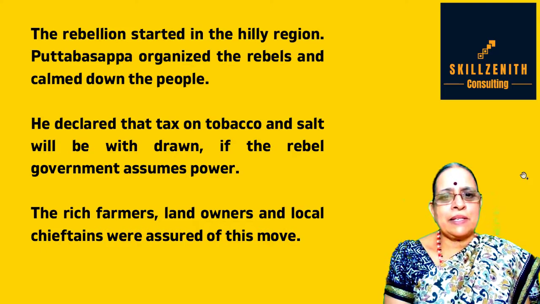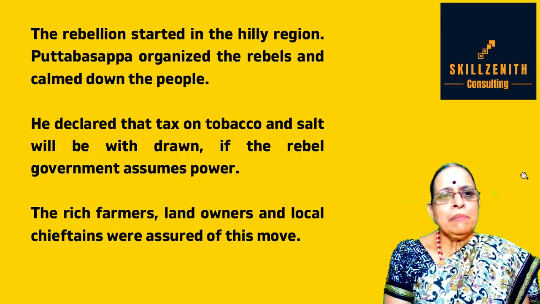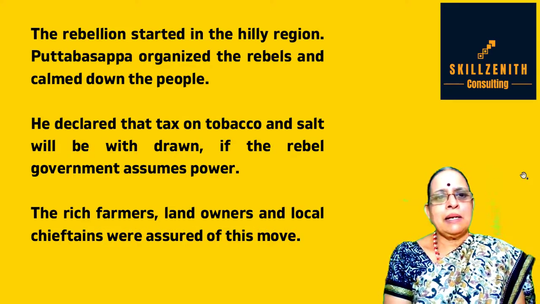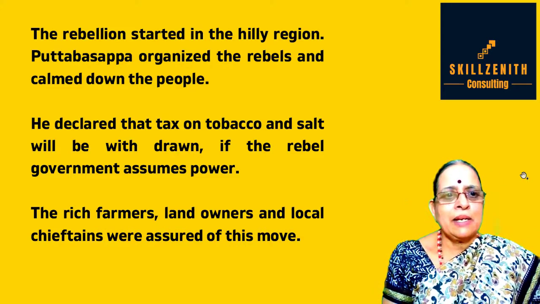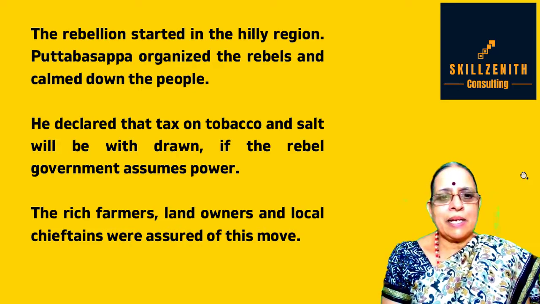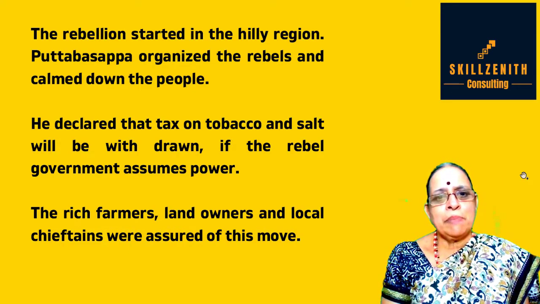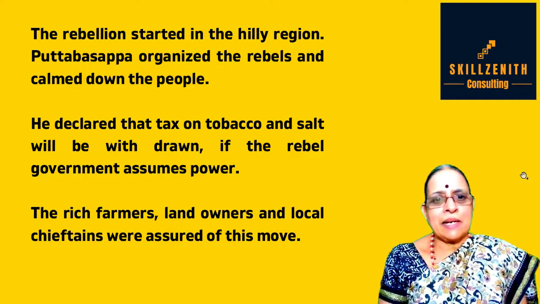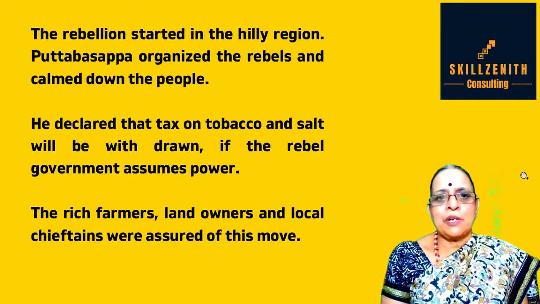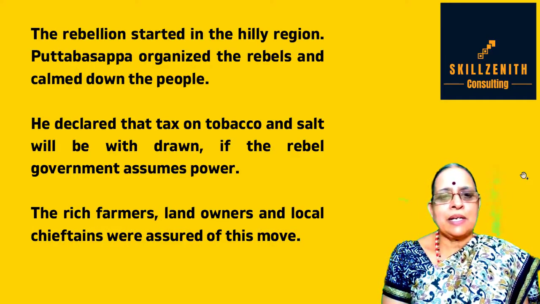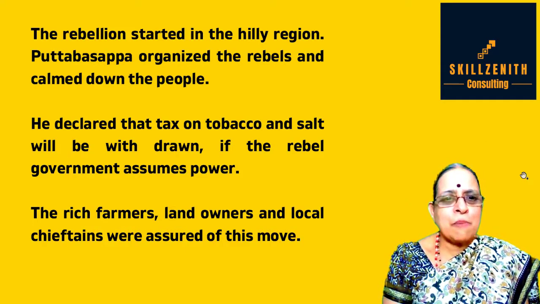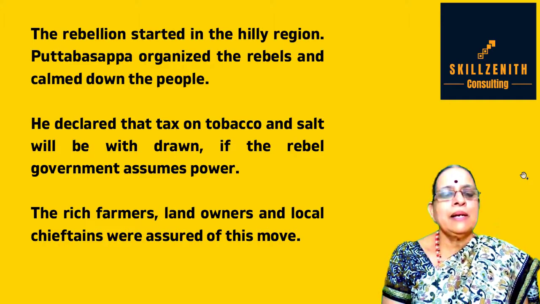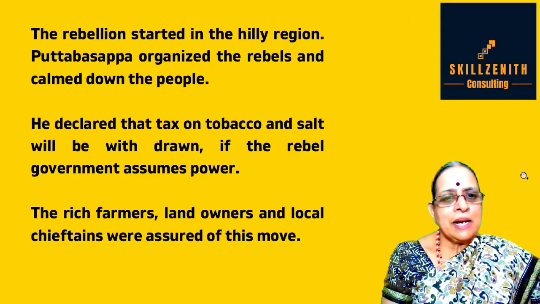Puttabasappa organized the rebels and calmed down the people. The people had all risen in revolt. There was no proper leader. Now Puttabasappa organized and convinced all the rebels and calmed down the people. He organized the rebels, advised them correctly, and the people were behaving in their own way. Now he calmed them down, reduced their anger, organized them and advised them.